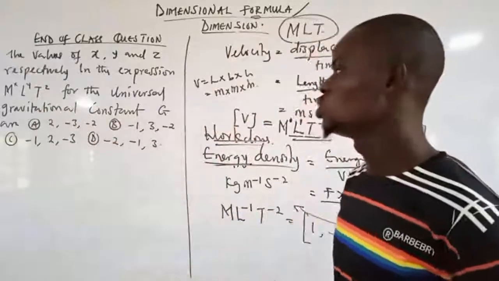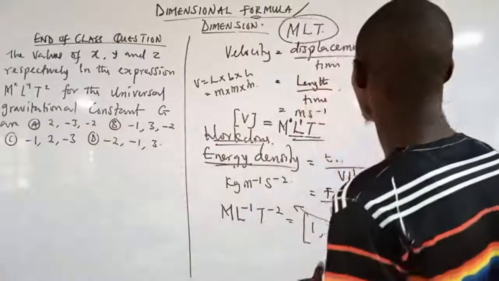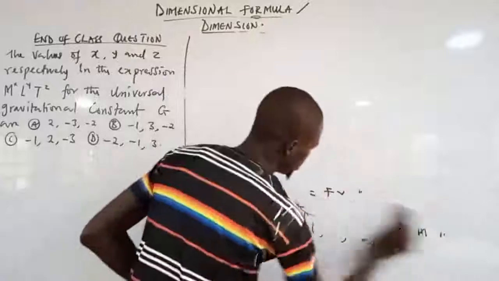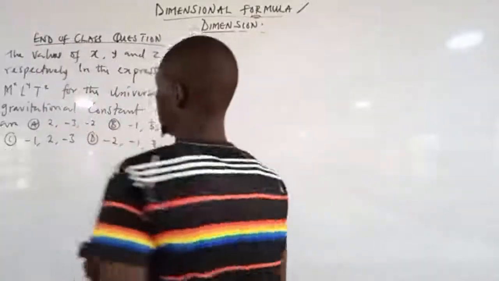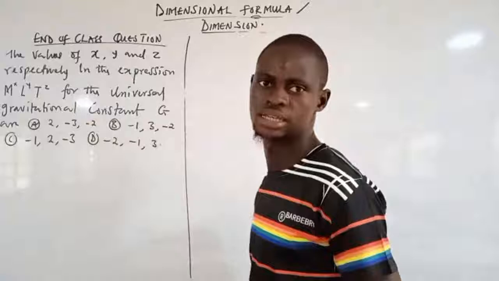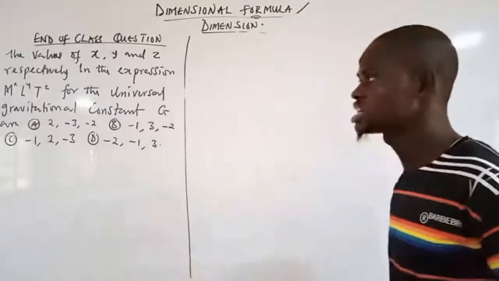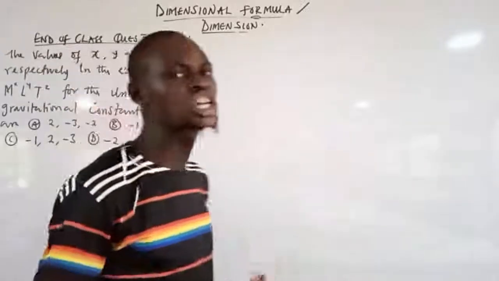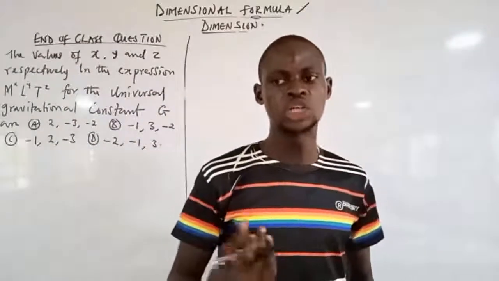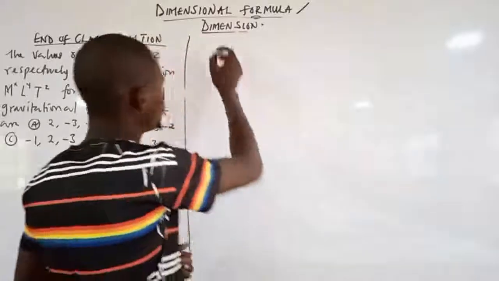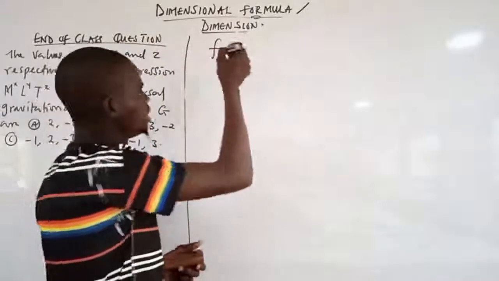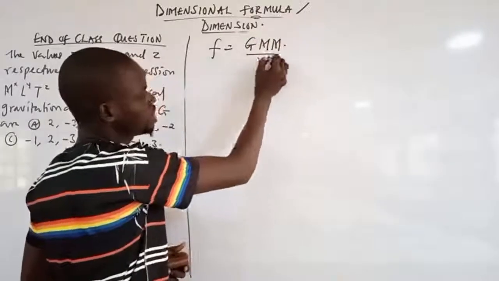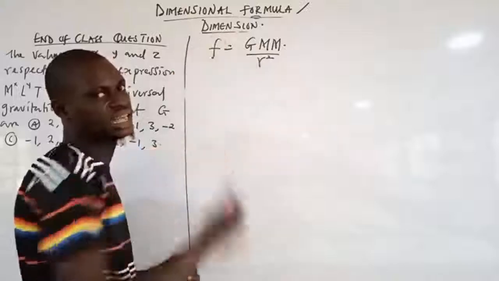If you want to get this value, permit me to rub off all this. The first question that we need to know is: what is the gravitational constant? That is the constant of universal gravity. If I look at Newton's law of universal gravitation, Newton's law said that the force of attraction between two bodies is directly proportional to the product of their masses and inversely proportional to the square of the distance apart.